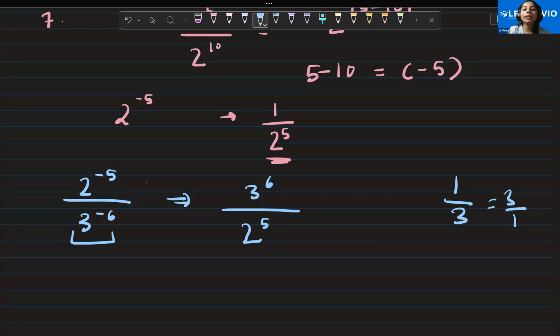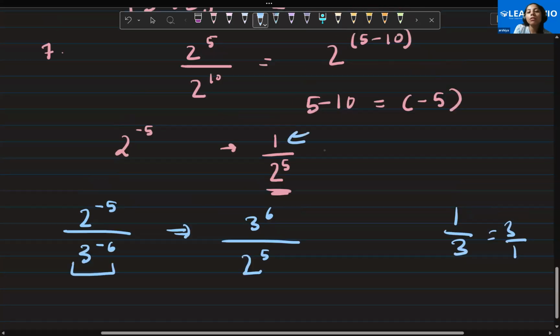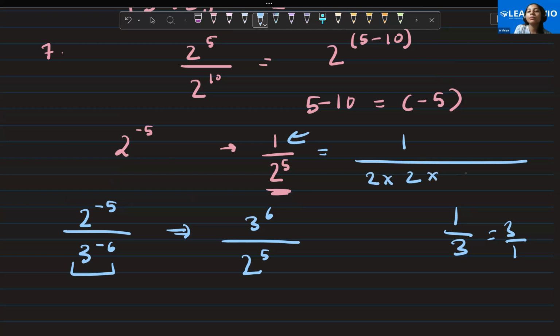So is it clear what I did here? It's not always necessary that you have 1 in the numerator. Depending on the question, you can have this also in the numerator. And you will solve this the same way. 1 upon 2 times 2 times 2 times 2 times 2, so basically 2 raised to the power of 5 in the denominator.